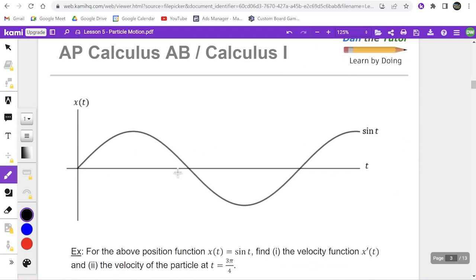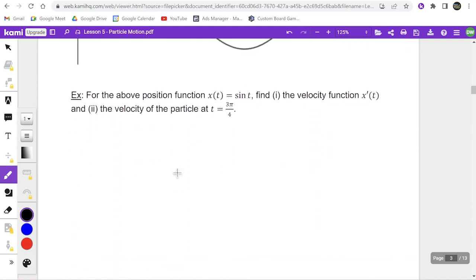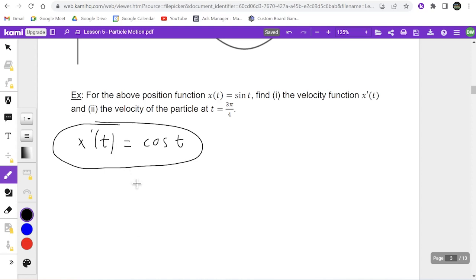Here's sine of t, and here we go. For the above position function, x of t equals sine t, part 1, find the velocity function x prime of t, and part 2, the velocity of the particle at t equals 3 pi over 4. So as I was saying earlier, if you want the velocity, you're going to take the derivative, x prime of t. Derivative of sine is, who can tell me? Cosine? It is cosine, thank you. So we got cosine t. So first of all, there's our velocity function. Derivative of sine is cosine.